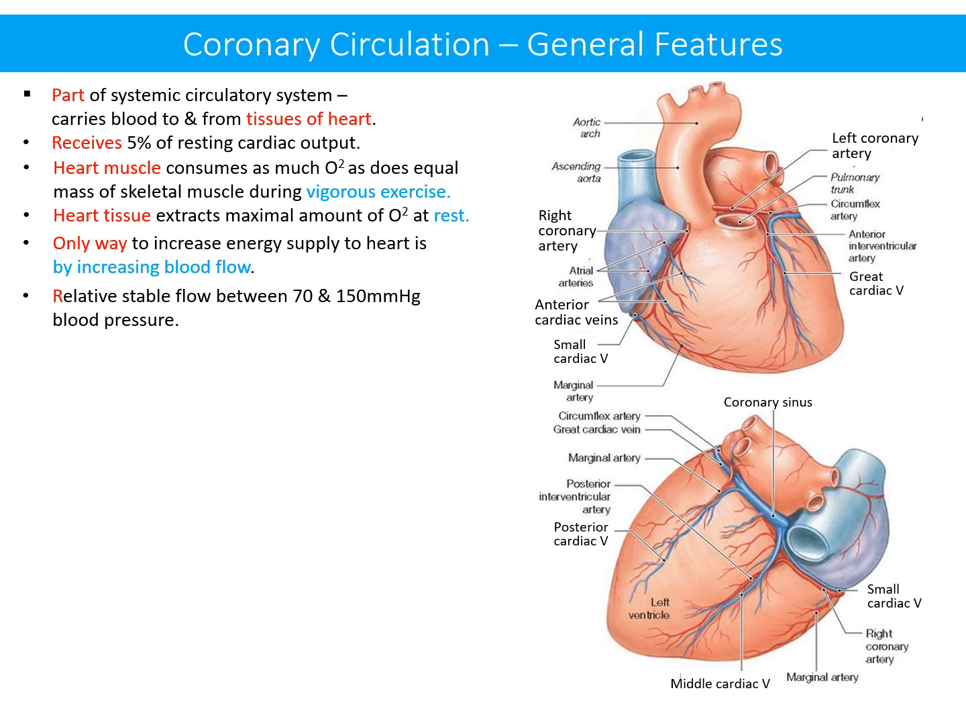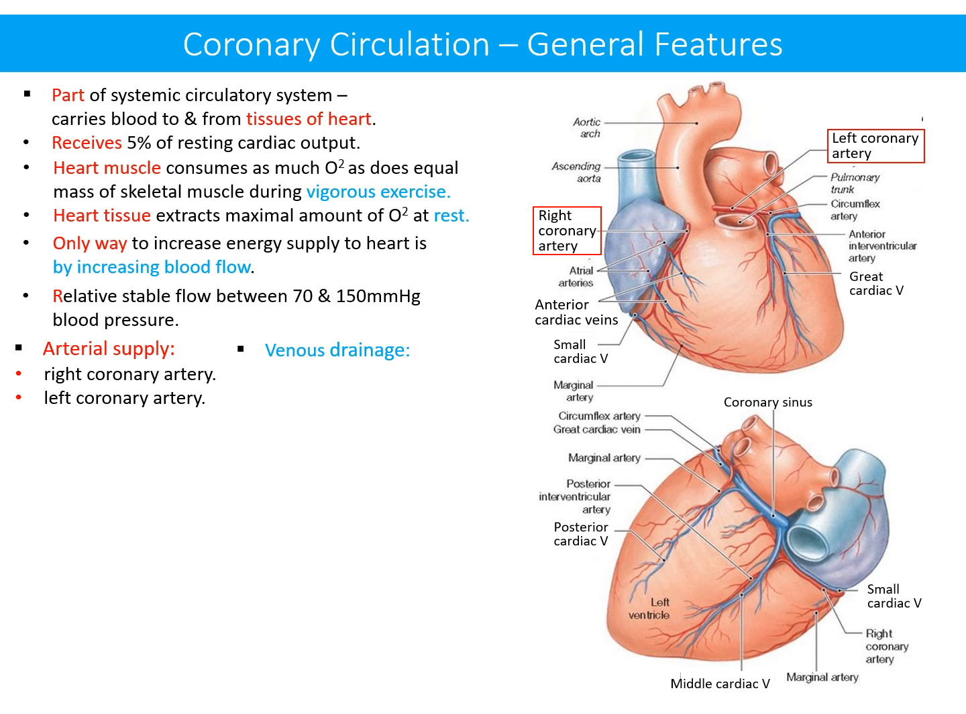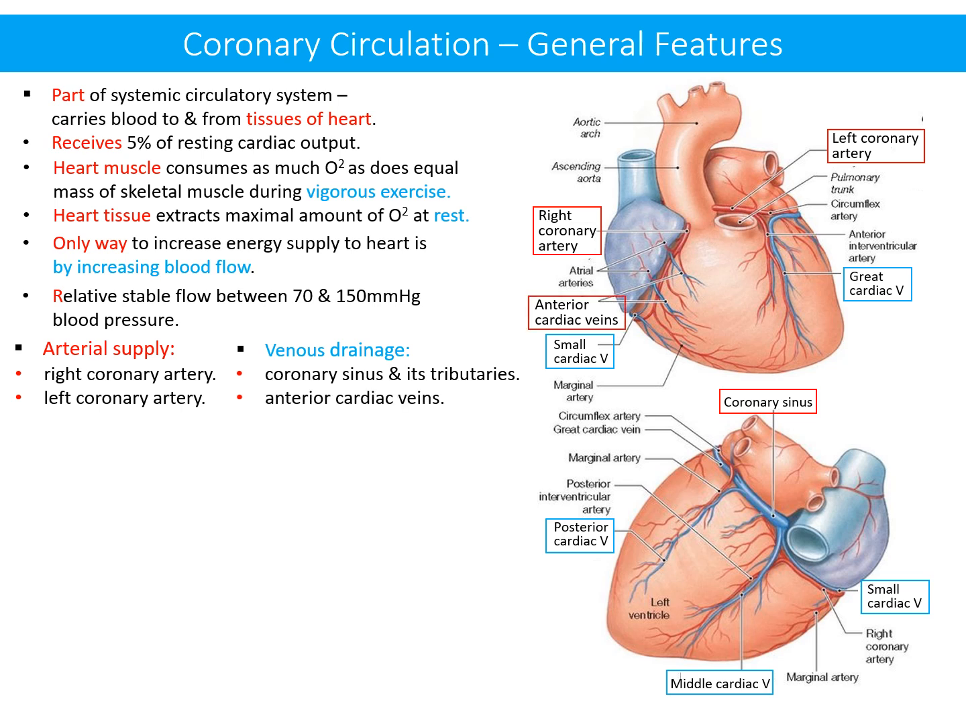The blood supply to the heart is relatively stable between 70 to 150 millimeters of mercury blood pressure. The arterial supply is through two arteries, the right coronary artery and the left coronary artery. And the venous drainage is either indirectly through the coronary sinus and its tributaries, or directly through the anterior cardiac veins and venae cordis minimae.